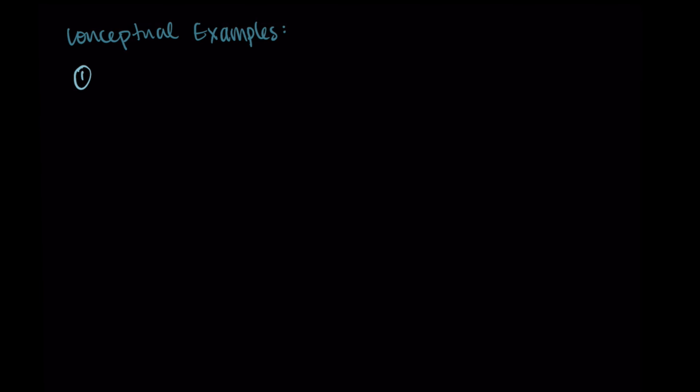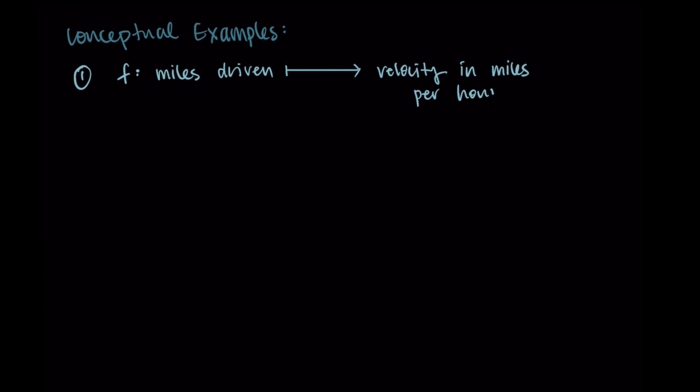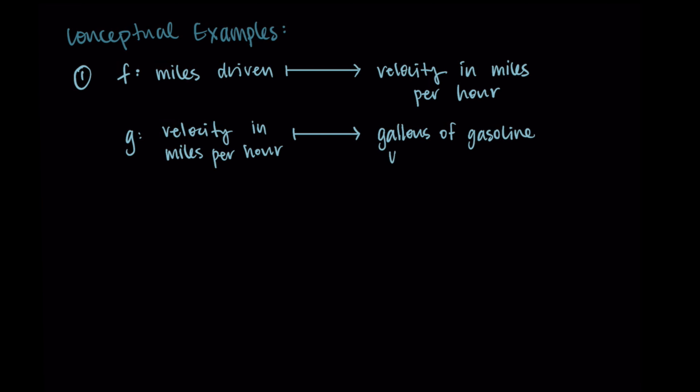So first, let's suppose we have two functions, f and g, and f is the function that takes an input of miles driven, and then it outputs the velocity in miles per hour. So what this function does, or like how it actually provides us this solution, we don't really care about right now. We just want to conceptually imagine that we have a function that has an input of miles and an output of miles per hour. Then let's say we also have a function g, where we input the velocity in miles per hour, and it outputs the gallons of gasoline used per mile. So this would be the gallons per mile.